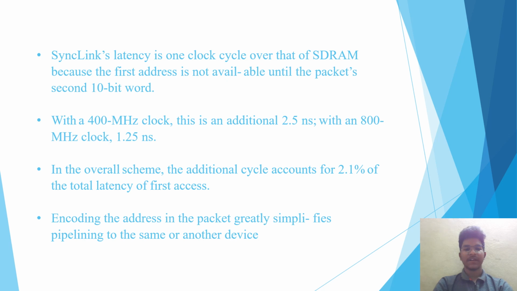Synclink's latency is one clock cycle over that of SDRAM because the first address is not available until the packet's second 10-bit word. With a 400 MHz clock, this is an additional 2.5 nanoseconds. With the 800 MHz clock, 1.25 nanoseconds. In the overall scheme, the additional cycle accounts for 2.1% of the total latency of the first access. Encoding the addresses in the packet greatly simplifies pipelining to the same or another device.